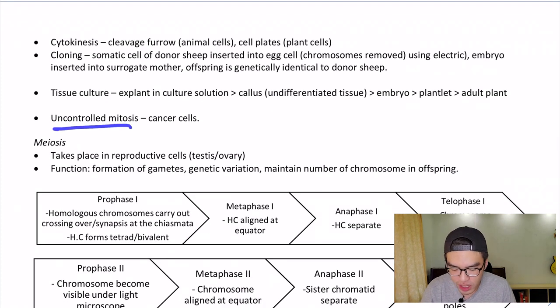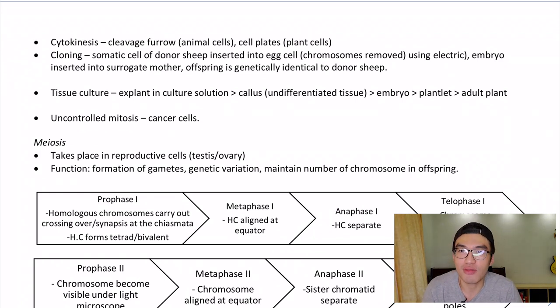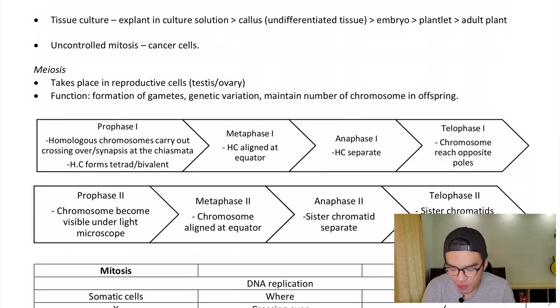Next, uncontrolled mitosis, of course you get your cancer cells. When your cancer cells develop into a mass of cancer cells, that is what we call a tumor. Simple stuff. Moving on, let's go into meiosis.